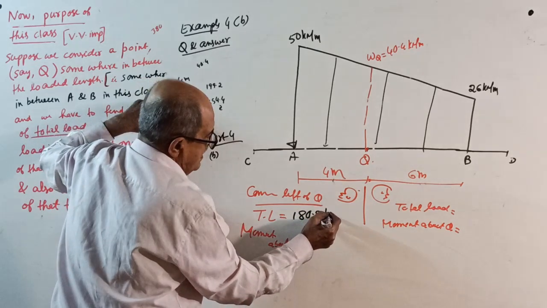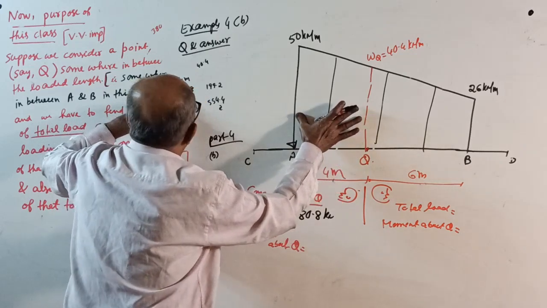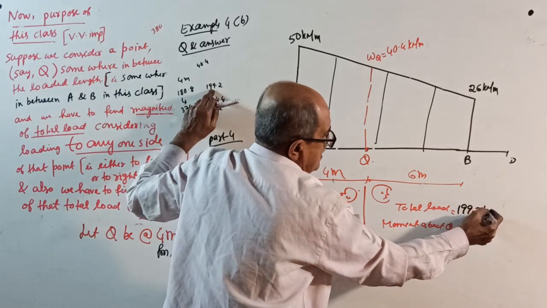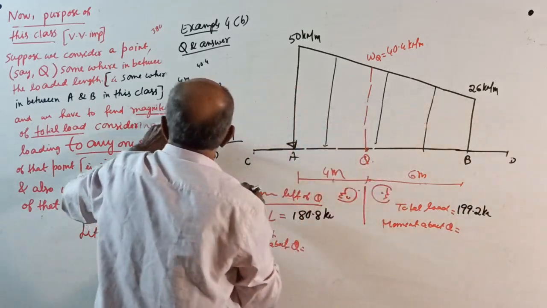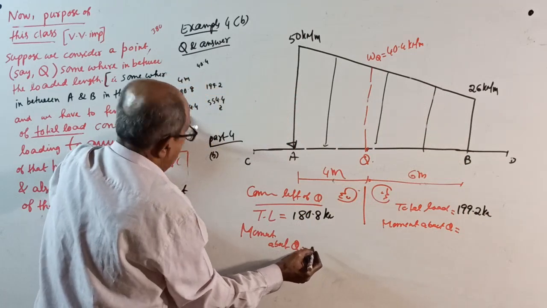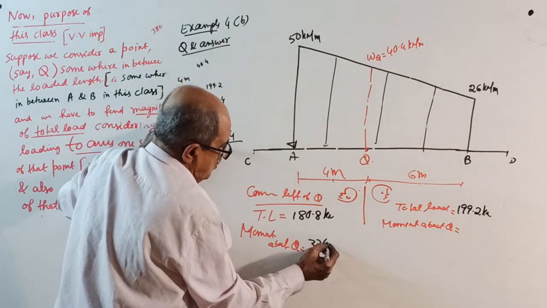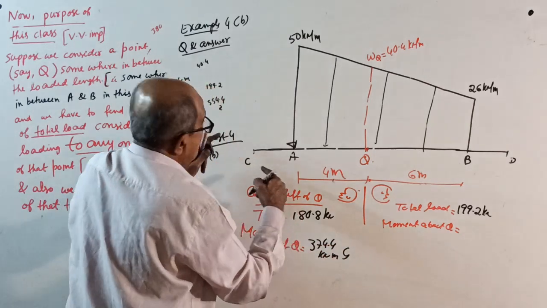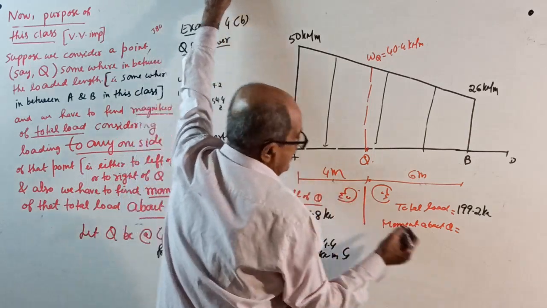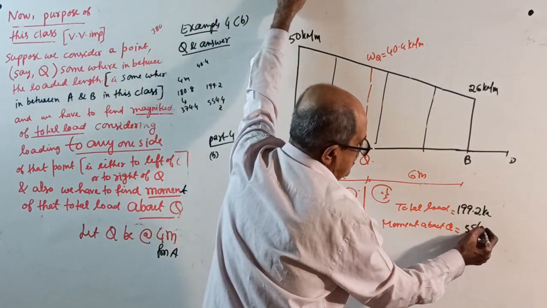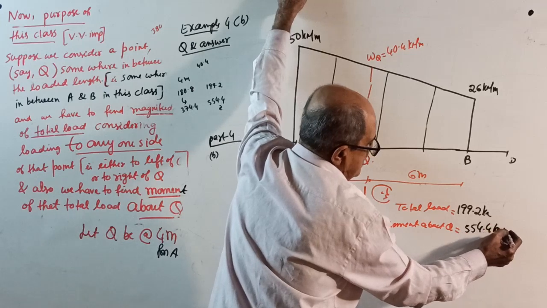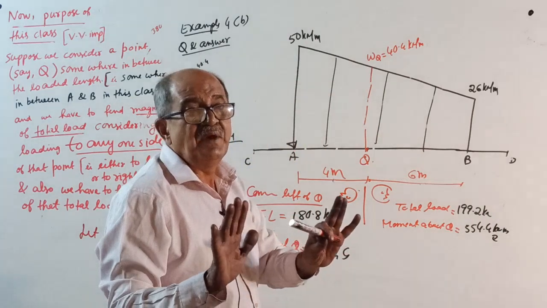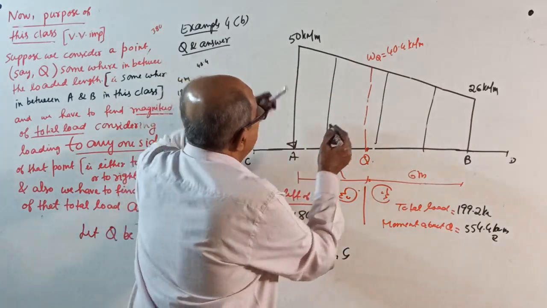Total load on the left side is here 180.8 kilonewton. I already calculated this trapezium area on that side: 199.2 kilonewton. The moment will come anti-clockwise, 374.4 kN meter anti-clockwise. The right side moment will come 554.4 kilonewton meter clockwise directly. Now, those who are afraid of trapezium, do one thing, see here.